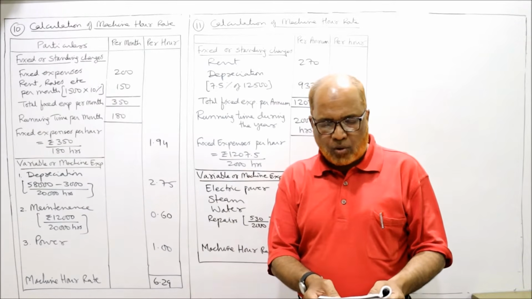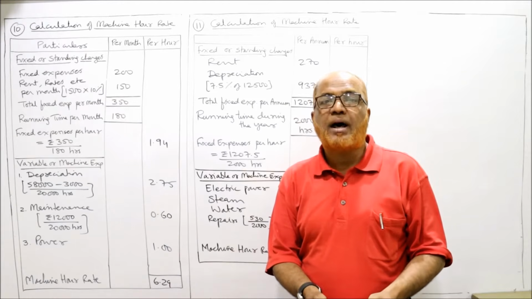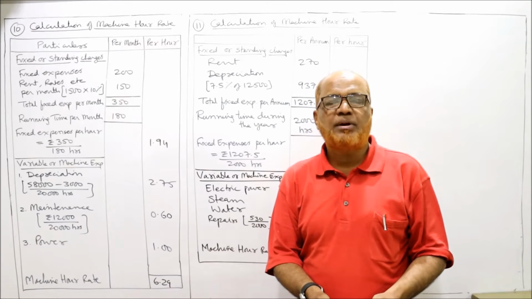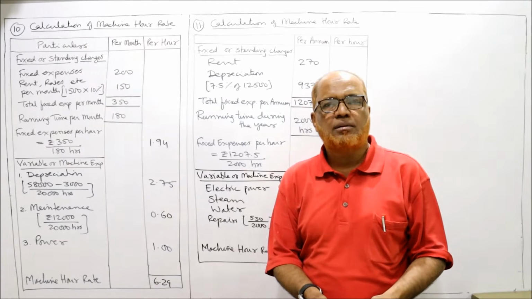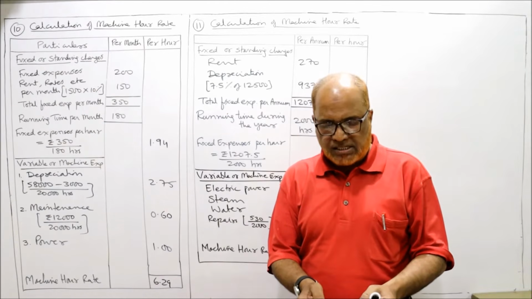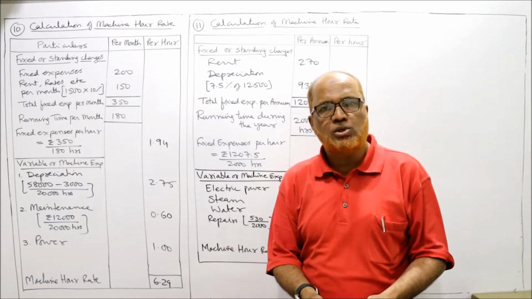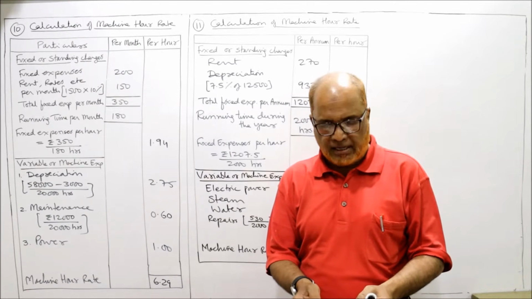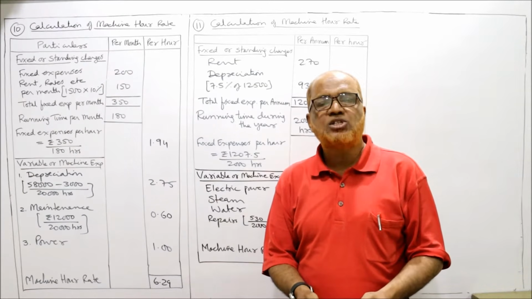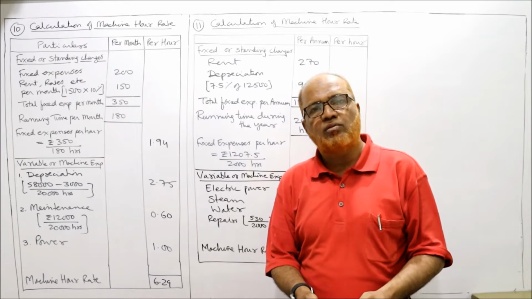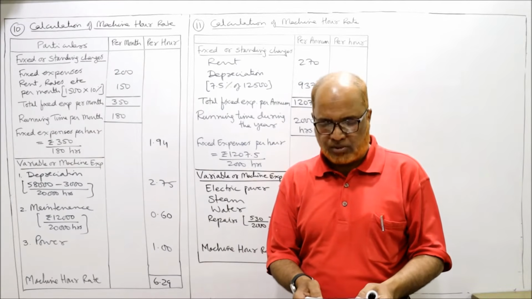Electric power rupees 0.75 per hour. So electric power will be taken under machine expenses, that is variable expenses. Steam 10 paisa, 0.10 per hour. This is also variable or running expense. Water 0.02 per hour. Again it will be taken under variable or machine expenses.